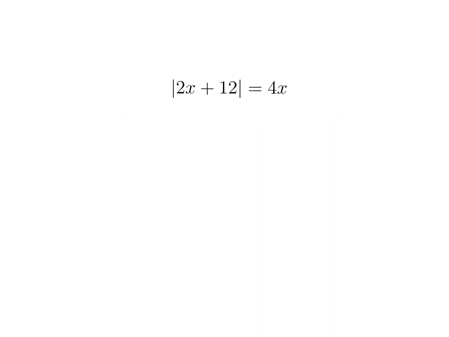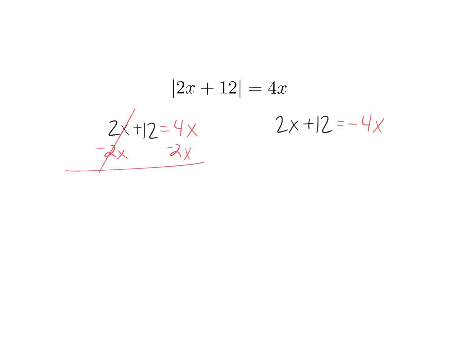So our last problem on here, we're going to do the same type of thing. I'm going to keep what's in the absolute value the same. And then I'm going to use the positive and negative case. So my positive case would say that this is equal to a positive 4x. And then this one would say that it is equal to negative 4x. And now we can solve. So I'll subtract 2x from both sides. 12 is equal to 2x. Divide out 2. And we get a positive 6.